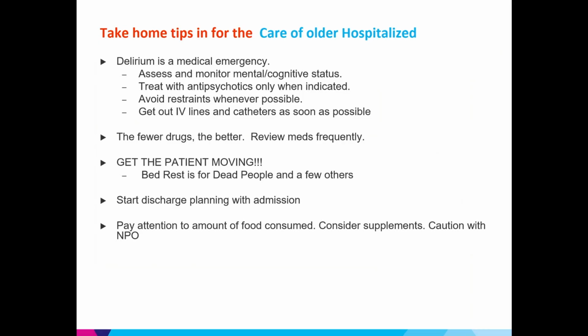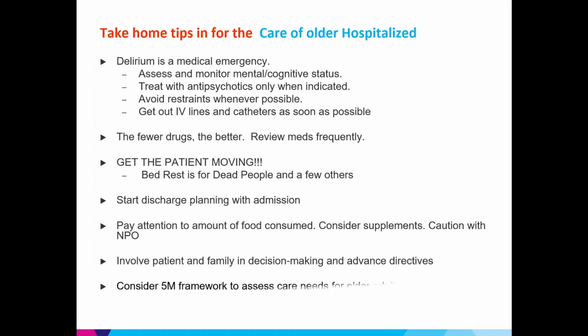You want to pay attention to their nutrition. How much food is actually being consumed at the bedside? Do they need help to open some of the food on their tray? Is there an opportunity to work with our nutritionists to add supplements? And be mindful of those NPO orders. Is it truly indicated? When can we DC it? Involve patients and family in decision making and in advance directives, and also in acknowledging some of these geriatric syndromes and their role in preventing worsening cognitive and functional decline. And consider the 5M framework to assess the care needs of our older adults.